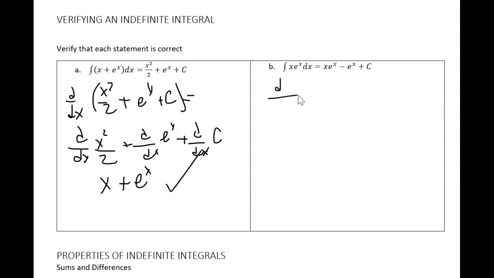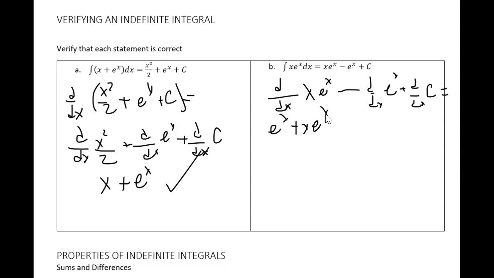We're going to take d/dx of x e to the x, so we've got some power rule happening, minus d/dx of e to the x plus d/dx of c. So let's do our power rule here. If we take this derivative, we take the derivative of x, which is 1, times e to the x, plus x times the derivative of e to the x, which is e to the x, minus the derivative of e to the x, which is e to the x, plus 0, the derivative of c.